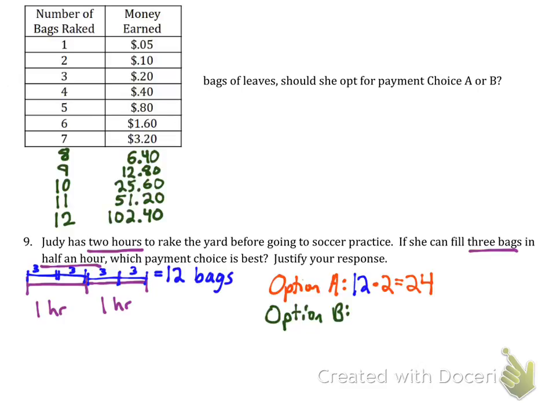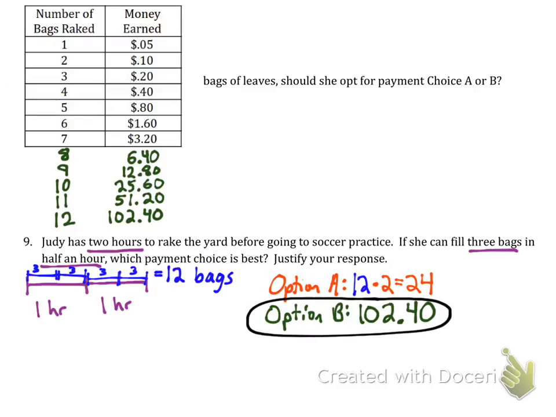And I don't know if you guys remember, but we talked about exponential functions very briefly. We're going to get to this more later in the year. Exponential functions grow really big, really fast. So at 12 bags, she'd make over $102, $102.40 to be exact, if she went with option B. So I know what I would choose, option B, because she makes a lot more money.